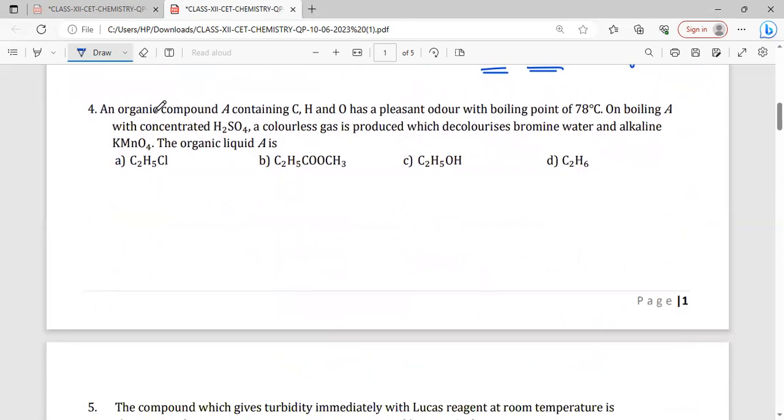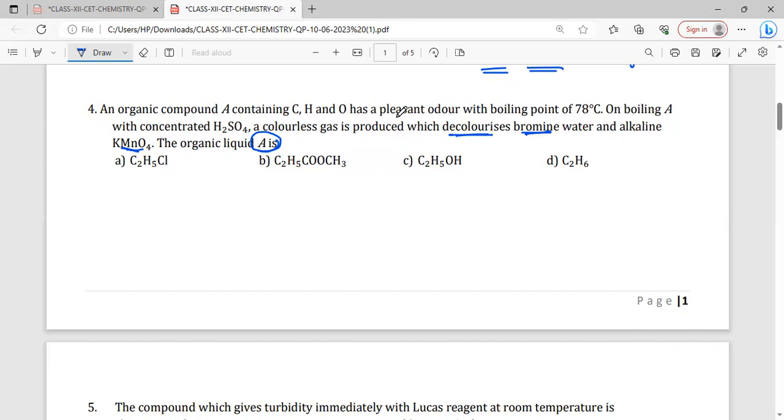Okay. Next question. An organic compound A containing C, H, O has a pleasant odor with a boiling point of 78 degrees Celsius. On boiling A with concentrated H2SO4, a colorless gas is produced, which decolorizes bromine water and alkaline KMnO4, right? We have to find out what the organic liquid A is. This is a very straightforward and simple question, and they have given several hints in this question.